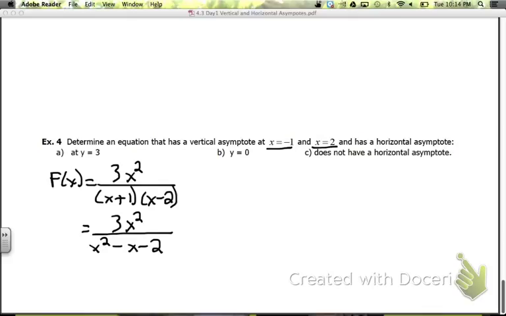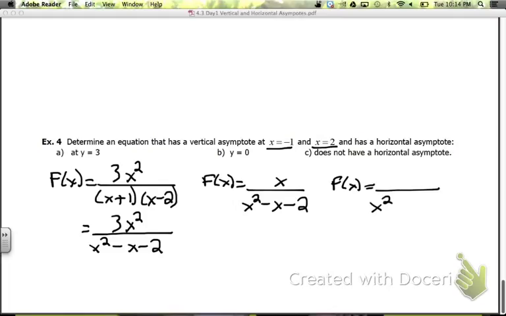So similar to b here, if we have y being equal to 0 as our horizontal asymptote, we know the degree of our numerator must be less than the degree of our denominator. We already know what our denominator is, which is x squared minus x minus 2, and I'm just going to choose x as my numerator. And see here, when we don't have any horizontal asymptotes, we have our vertical asymptotes, however, still. Okay, so x squared minus x minus 2.